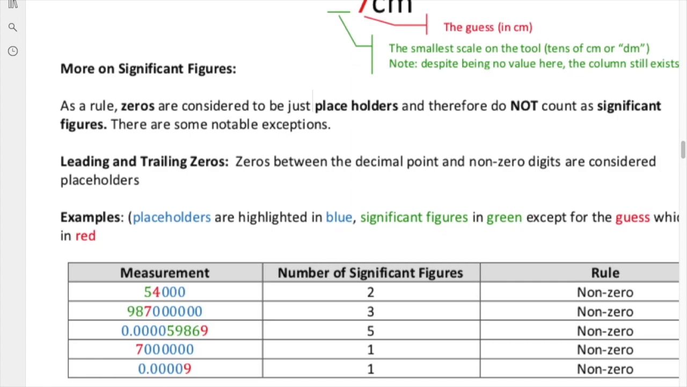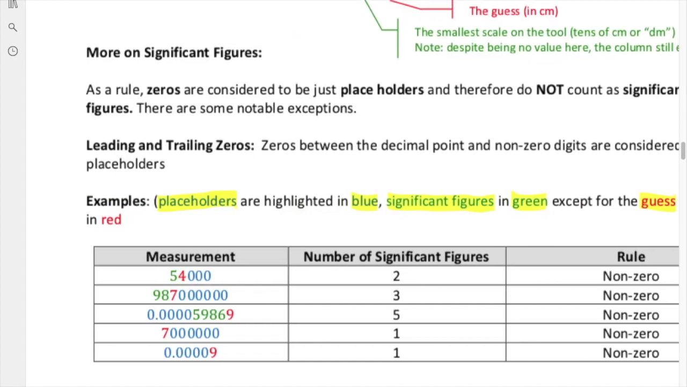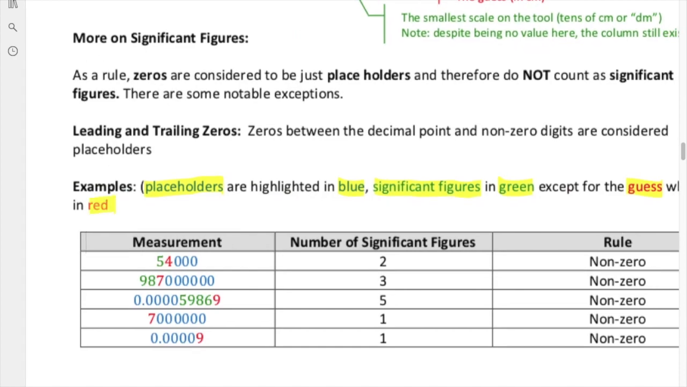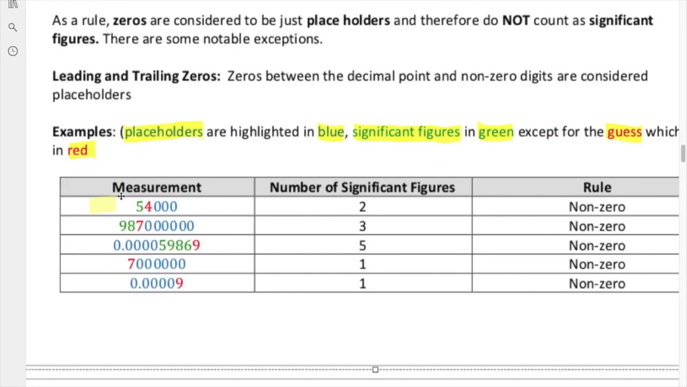For the sake of convention, what I've done is the following. Anything that is a placeholder, I've highlighted in blue. Anything that is a significant figure, I've highlighted in green. And the guess, I've highlighted in red. All right, so our very first rule is the non-zero rule. In the non-zero rule, anything that's not a zero is automatically significant. So here, the 5 and the 4 are the only non-zeros, so we have 2 significant figures, and that's the non-zero rule. When we take a look at this, 987, 3 significant figures, right?